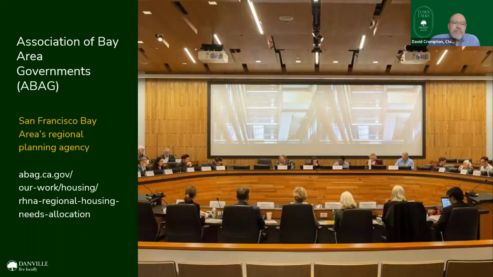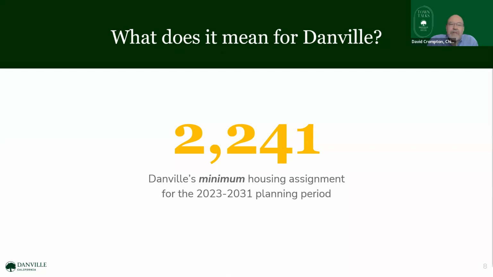This gives you some information on contacting ABAG. ABAG started a process about 2 years ago now, where they set up a housing subcommittee that was called the methodology committee, and they met about once a month for a year, and they came up with a methodology for how to distribute the RHNA numbers throughout the cities and counties. And ultimately, through that process and through some appeals that were filed, including by the town of Danville, Danville's ultimate number was 2,241 total housing units.